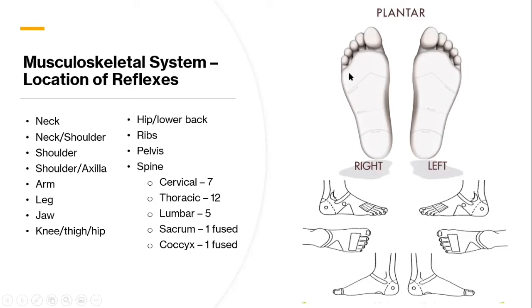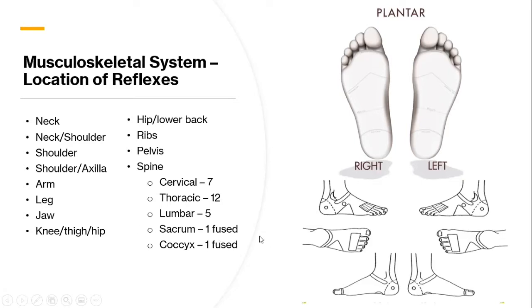The shoulder is the tiny pad underneath the baby toes. Your shoulder or axilla, aka armpit, is right where the diaphragm meets the shoulder at the very edge of zone 5. And again, that's going to be on both sides. The arm and the leg are all along the lateral edge of the foot on both sides. So the left is for the left side, right is for the right side.